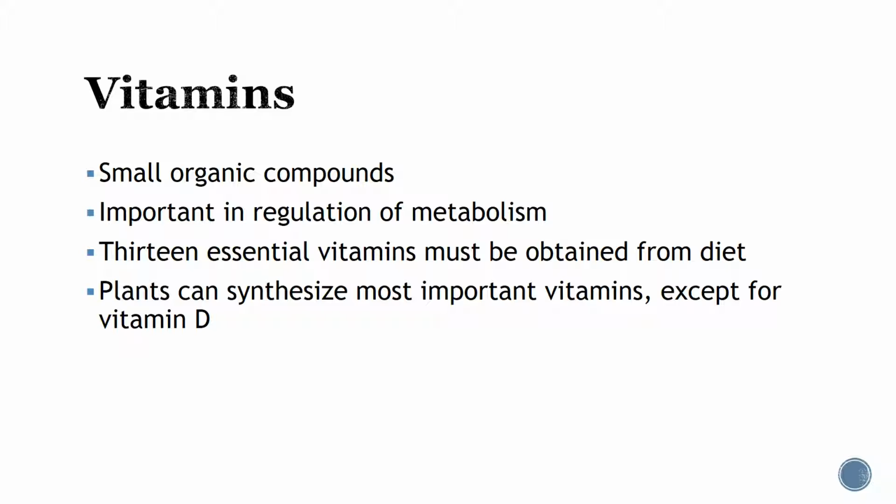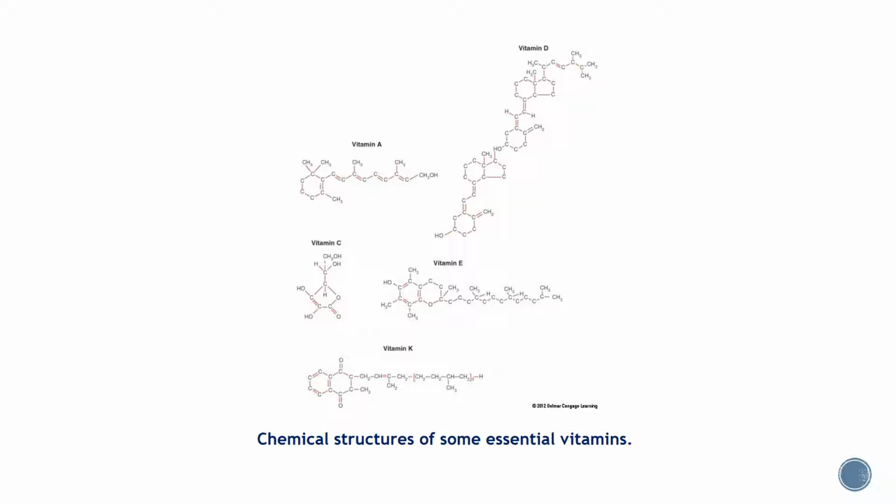And then plants can synthesize, obviously, the most important vitamins, but not vitamin D, because we all know where we get vitamin D, and that's also very, very important. So there's 13 of those essential vitamins that must be obtained from the diet that we eat. Vitamin A, vitamin D, vitamin E, vitamin K, and vitamin C. Very important vitamins, and again, you have to have them whether you get them from your diet or you take a multivitamin. So there is the structure.